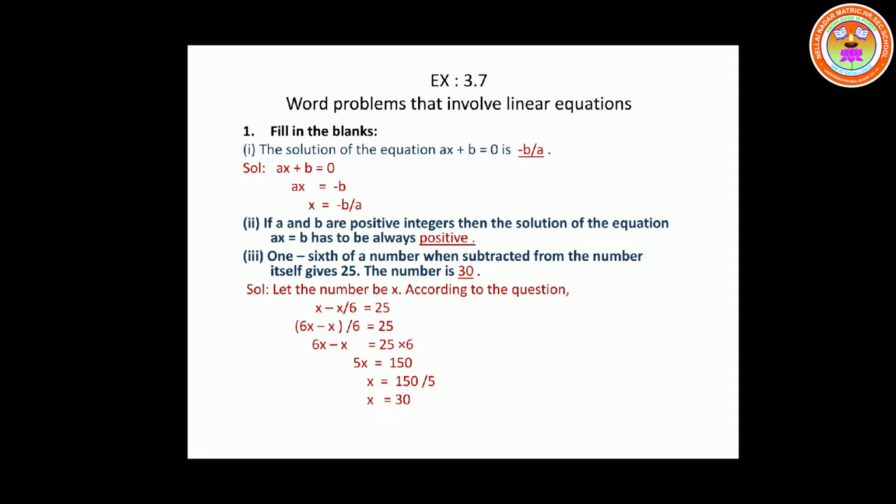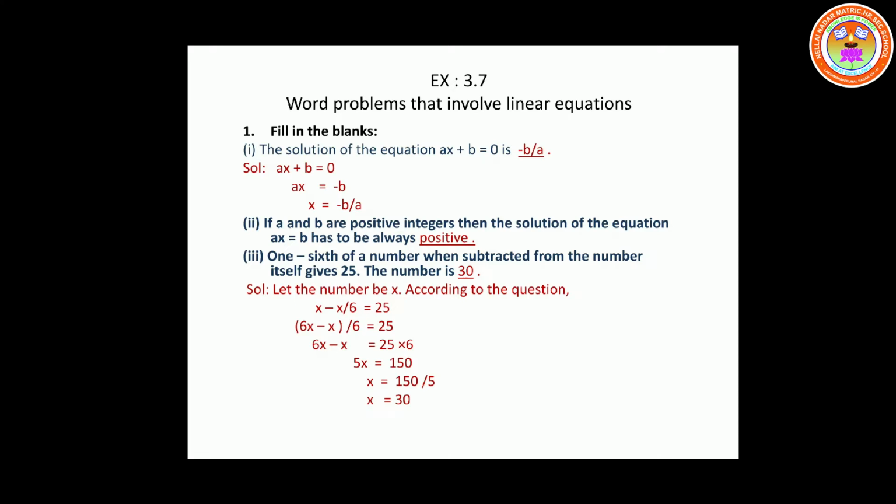Second sum: if a and b are positive integers, then the solution of the equation ax equal to b has to be always... So there are two values a and b. Both the values are positive integers, which means the solution should also be a positive value. That is the answer.